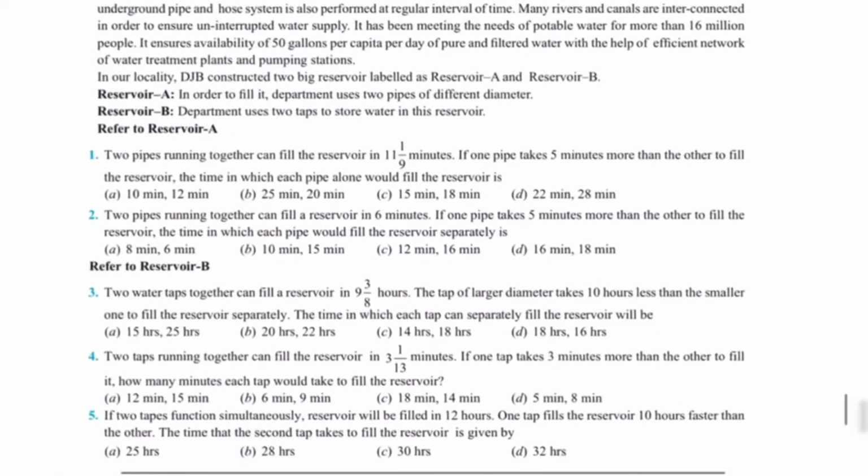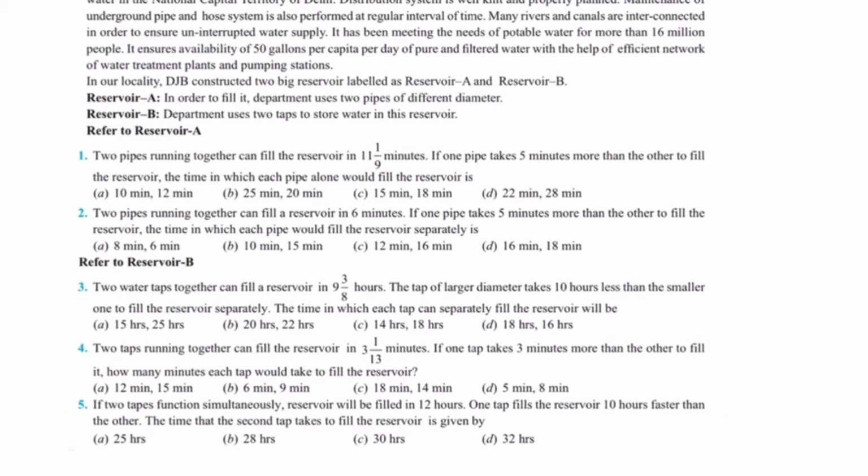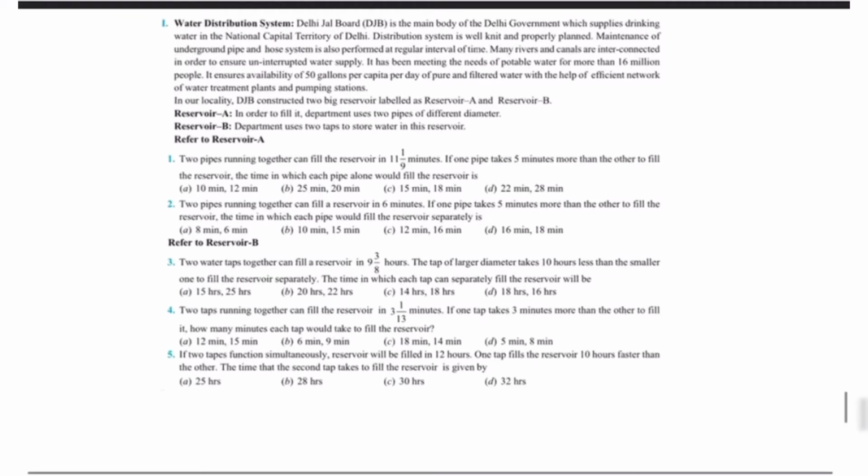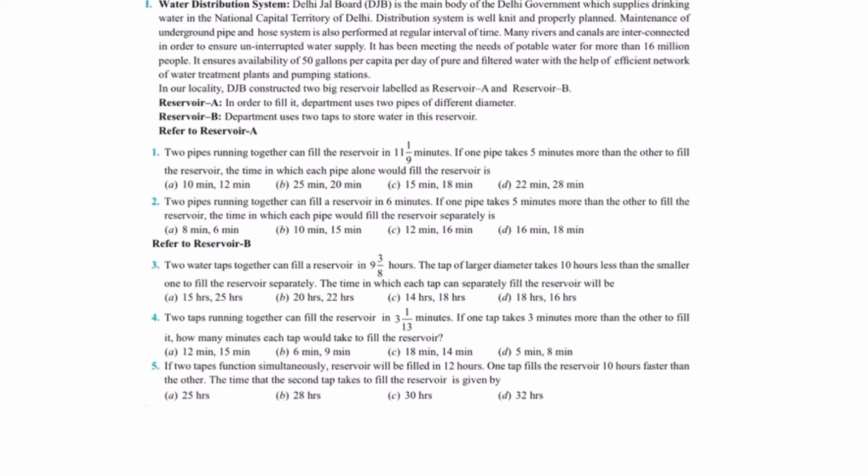Okay, fine. So there are two reservoirs. In order to fill it, there are two pipes of different diameter. And for reservoir B, we know that there are two taps to store water. Okay, fine. So two pipes running together can fill the reservoir in 11 and 1/9 minutes. If one pipe takes 5 minutes more than the other to fill the reservoir, find the time in which each pipe alone would fill the reservoir. Okay, so let's start.